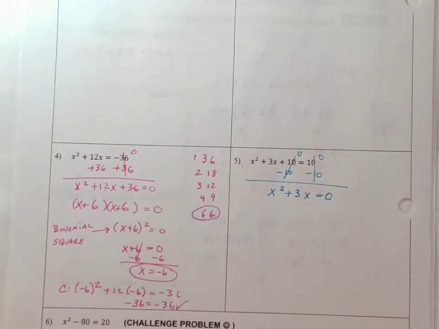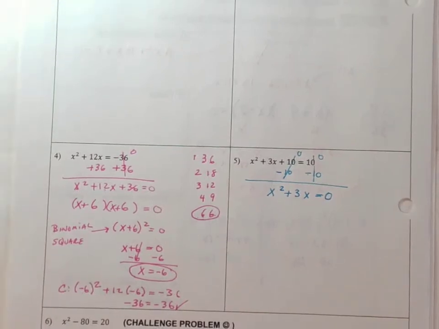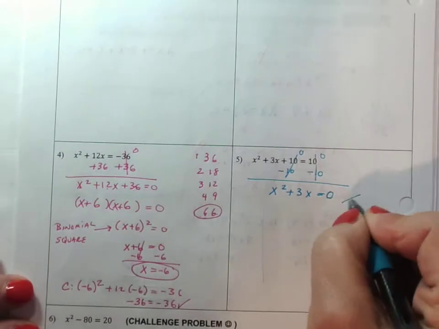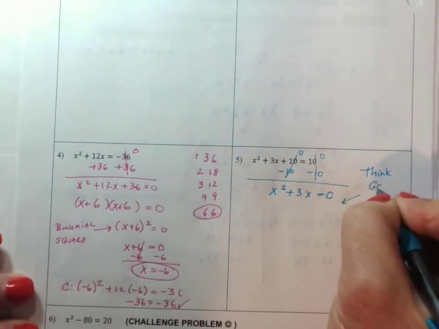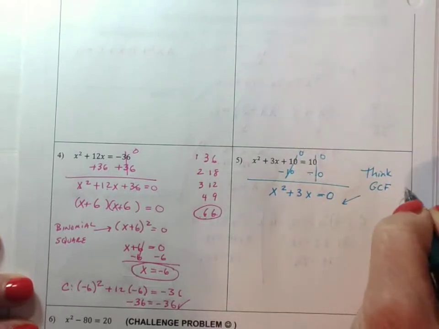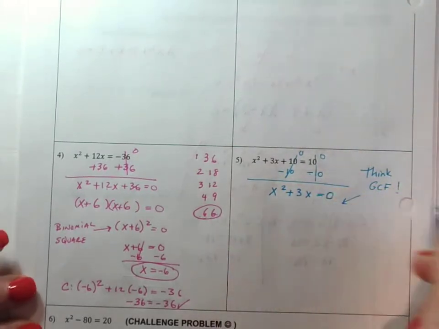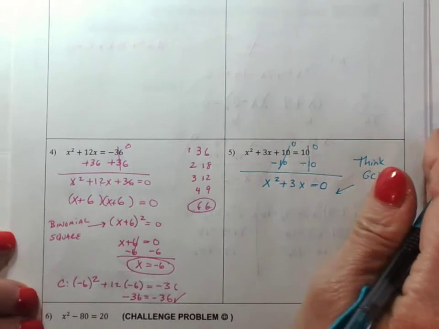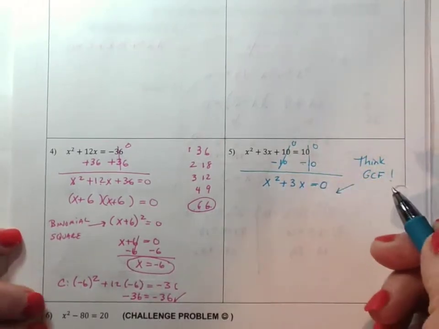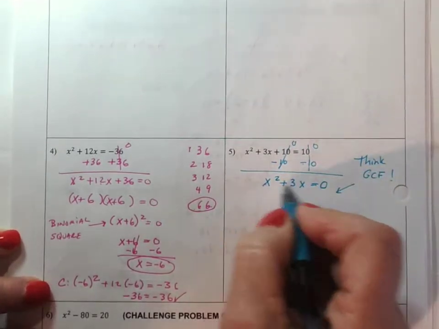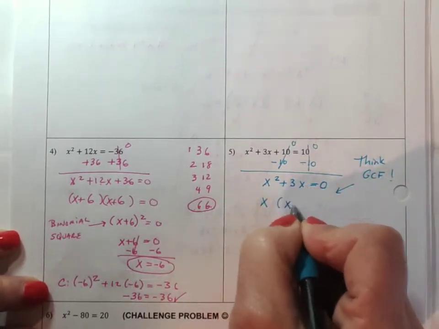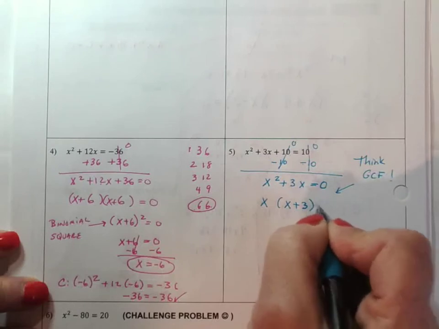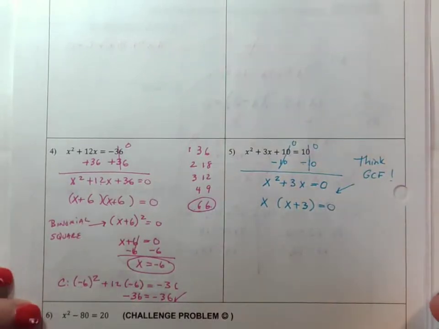So we can't factor this like we've been doing before because we don't have a trinomial. All right? Think GCF. Is there a common factor? Whenever you're factoring, you want to pull out the common factor. So we do. We have x is common in both of these terms. So x times x plus 3 equals 0.